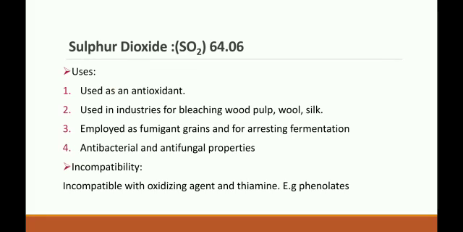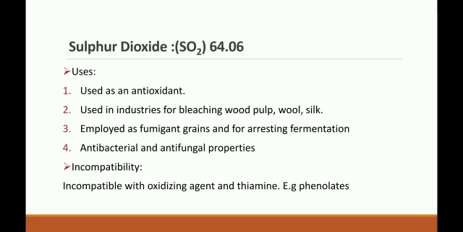Then next one, uses of sulfur dioxide. Sulfur dioxide is used as an antioxidant. It acts either by reducing the oxidized form back to the original compound or by reacting with oxygen before the oxidizable compounds do. It is used in injectable preparations in the range of 0.01 to 1%. 0.1% is most common. It is used in industries for bleaching wood pulp, wool, silk, as well as in the sugar industry to bleach and refine the syrup.